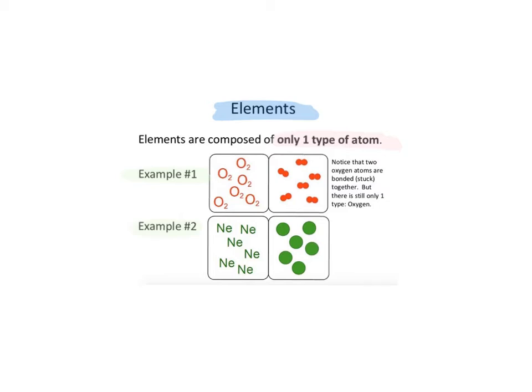So in example 1, you'll see that we have the chemical symbol. We've written O2. Even though there's 2 of them, they're both oxygen. And so when you look at the model beside it, you're going to see 2 of the same types of atoms stuck together. And that's totally fine. In example 2, it's only 1 element, and it's also modeled on the right.